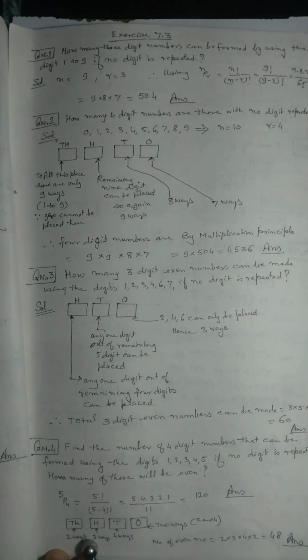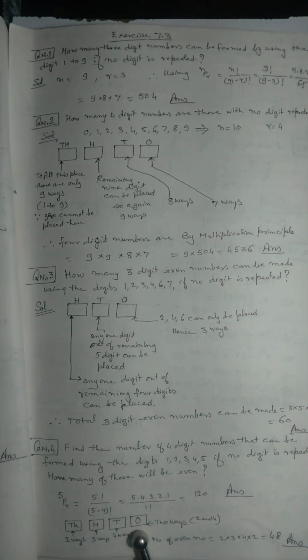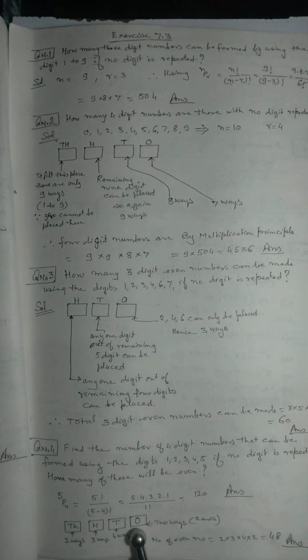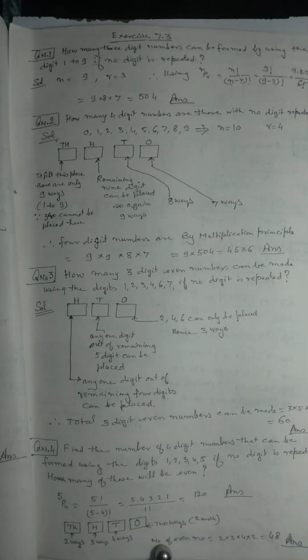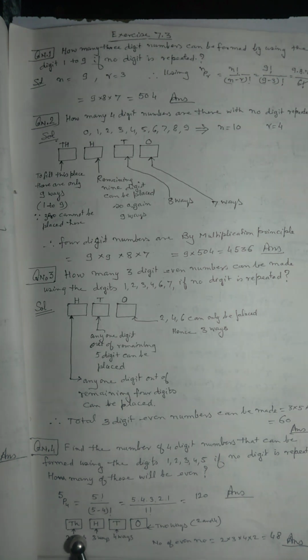Second answer, you see, one place means 2 ways are there because 2 and 4 can only be placed here. In order to make it an even number, the one place can be filled by 2 and 4 digits. So there are 2 ways. For 10th place there are 4 ways. For 100 place there are 3 ways, and for 1000 place there are 2 ways.